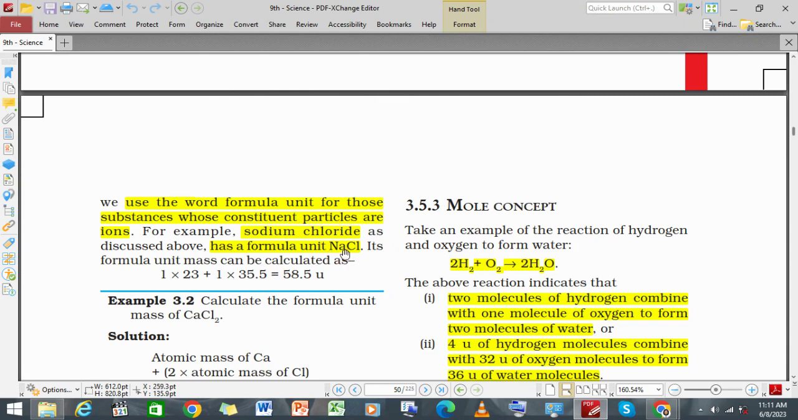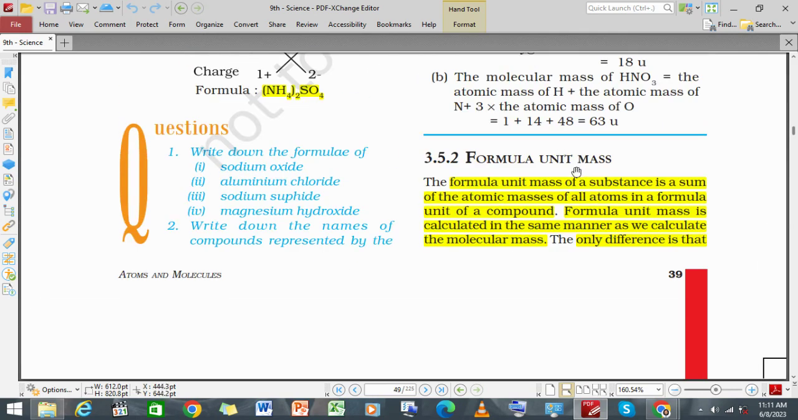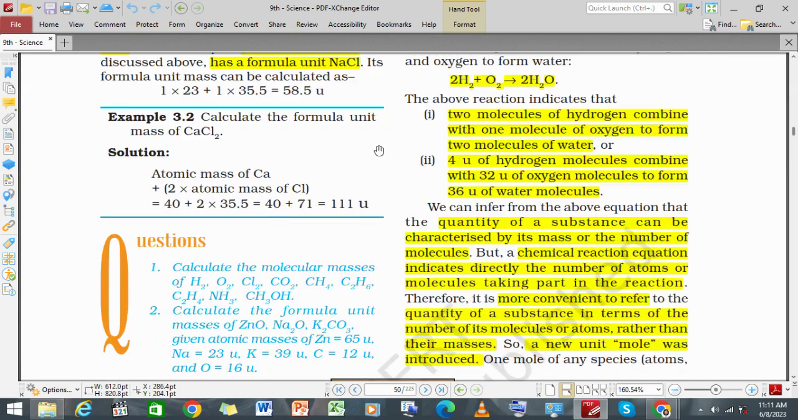If Na2Cl3 had been there, we would have multiplied Na, that is 23, by 2 and 35.5 by 3. Understood? This is the formula unit mass, and this is the difference between formula unit mass and molecular mass.